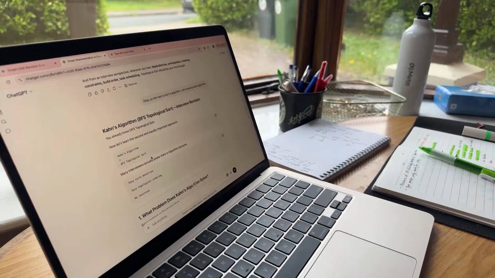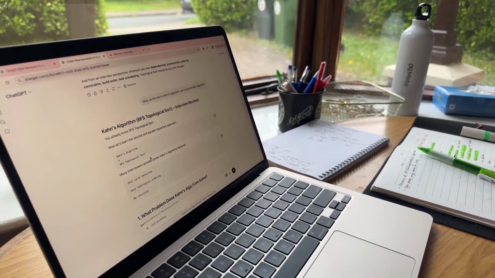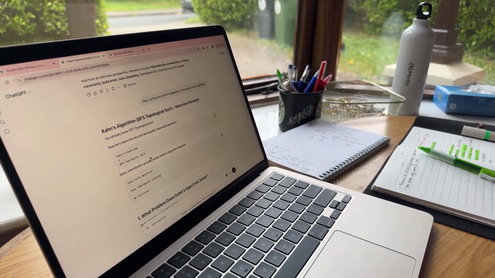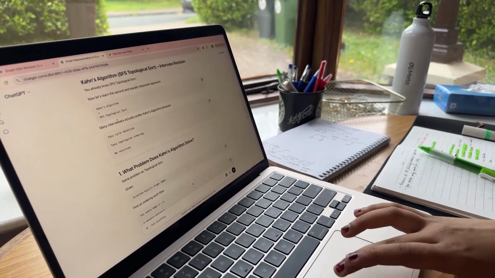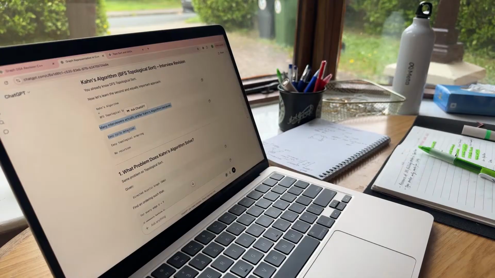Fine. You already know DFS topological sort. Now let's learn the second and equally important approach, which is Kahn's algorithm. Many interviewers actually prefer Kahn's algorithm because this is easy cycle detection, easy topological ordering, no recursion.